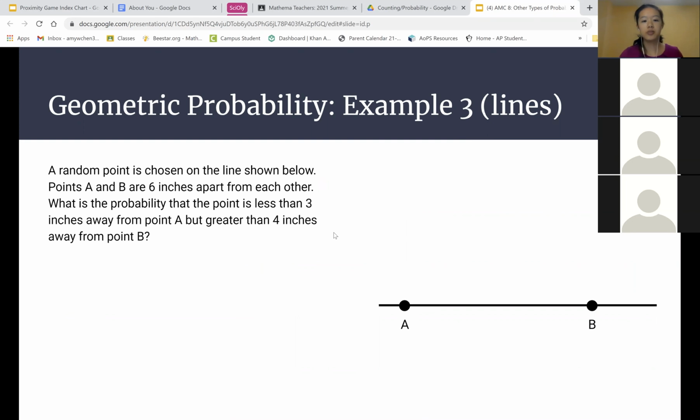So a random point is chosen on the line below in between points A and B. Points A and B are 6 inches apart from each other. What is the probability that the point is less than 3 inches away from point A, but greater than 4 inches away from point B? And if you really want to, you can draw this on your paper. Put notches wherever there's 1 inch, and then see.